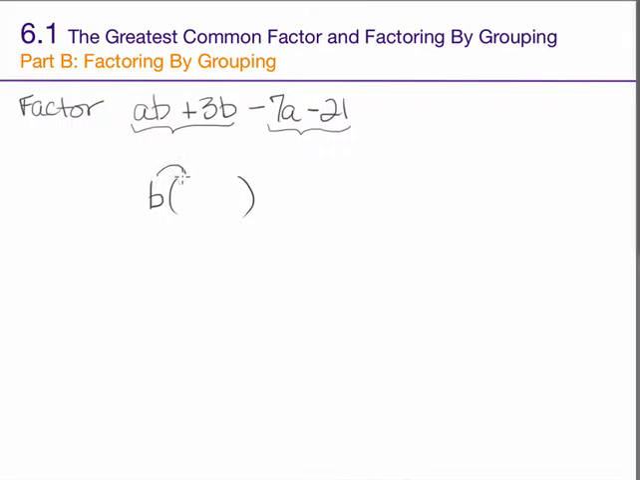I'm undistributing. B times what gives me AB? B times A. And B times what gives me 3B? B times 3. Now let's go look at these two terms here. What do they have in common?